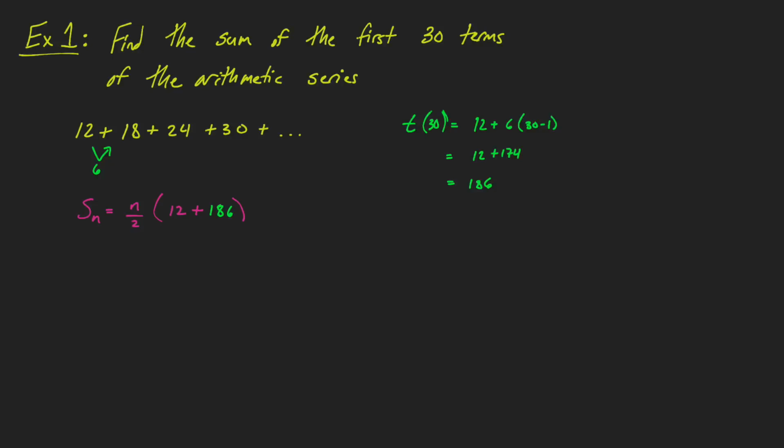So I forgot to throw in my 30th term here, so let's plug that one in. 30 divided by 2, and 12 plus 186, 198. So you have 198 times 15, and you get 2,970. And that's the sum.